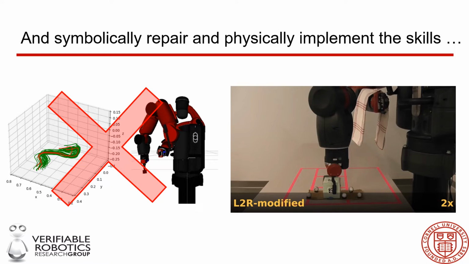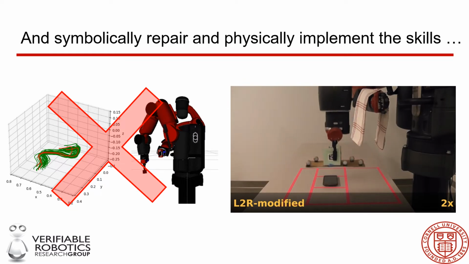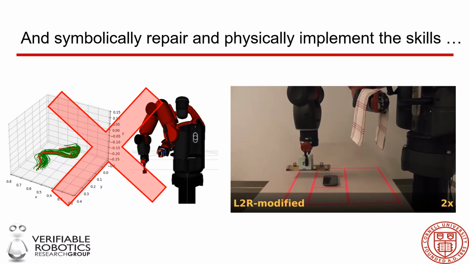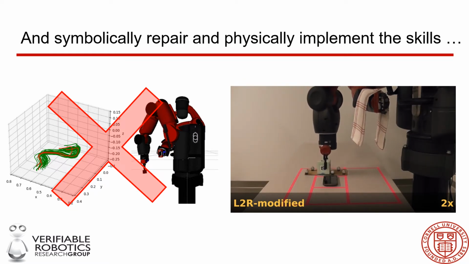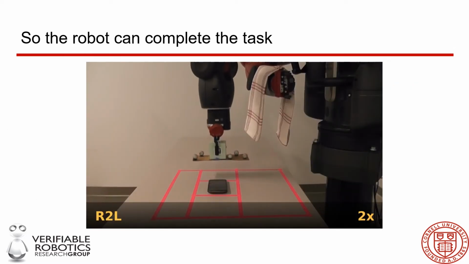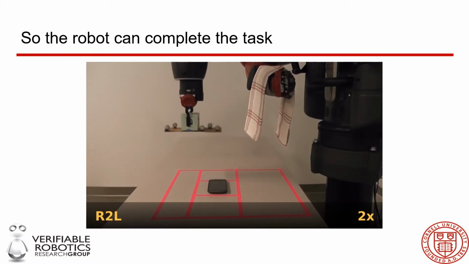For example, if the desired skill has self-collisions as shown on the left, we get a modified version of a skill that moves the block from the left side of the table to the right side of the table and now avoids the phone. With this new skill, the Baxter is able to accomplish the task.